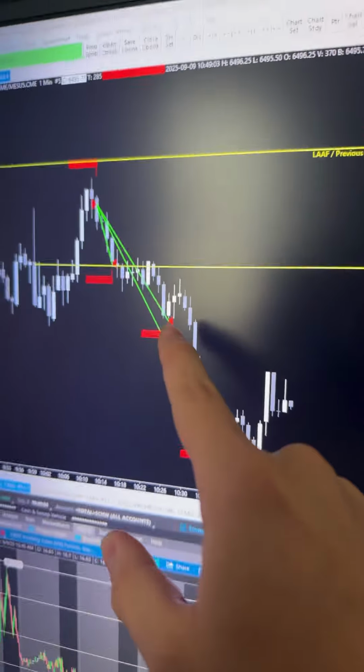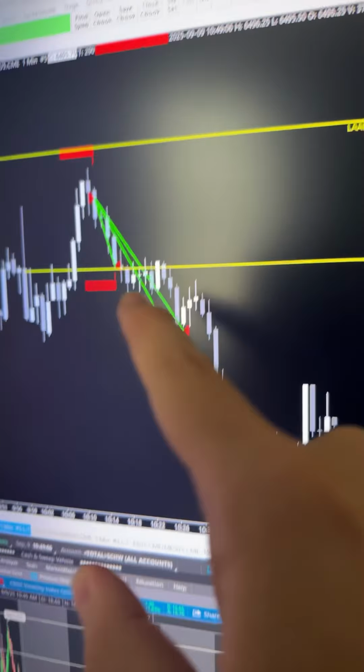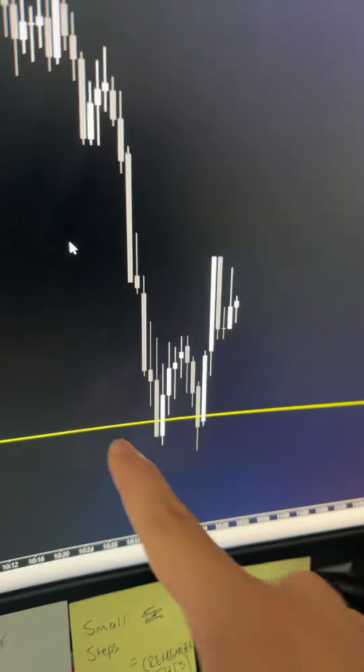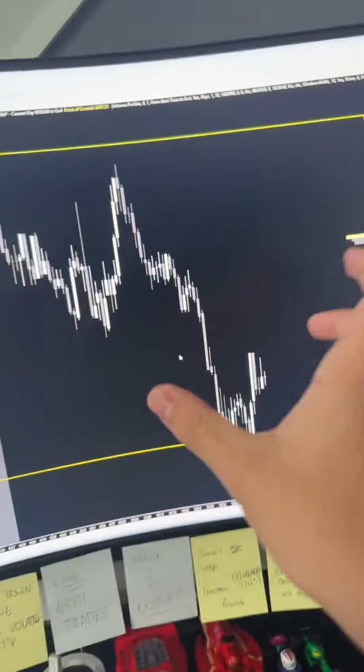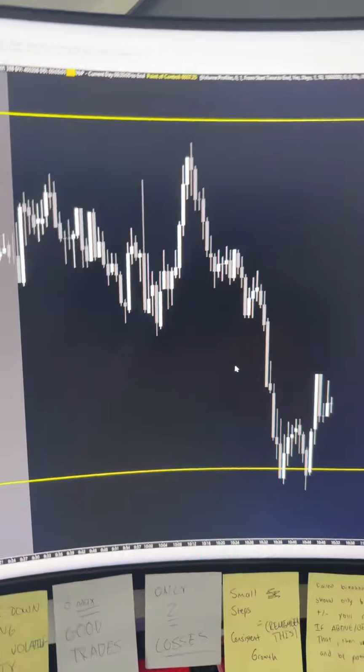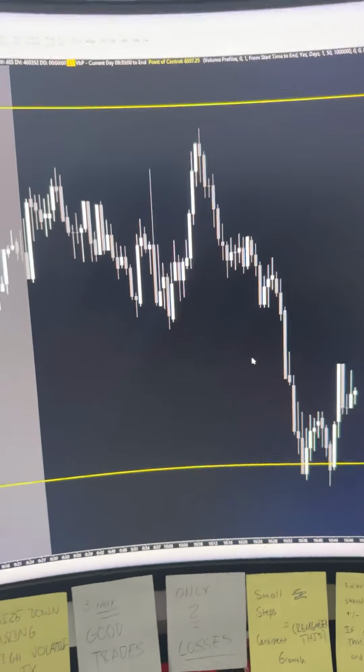Then I was able to scale some out at the low of day at that time, and then I was able to scale out at my full target, which was yesterday's lows at the 93. And you could even see that we are actually bouncing off yesterday's low very, very nicely, which still aligns with market balance conditions. And for me, this is really important when it comes to balance conditions.